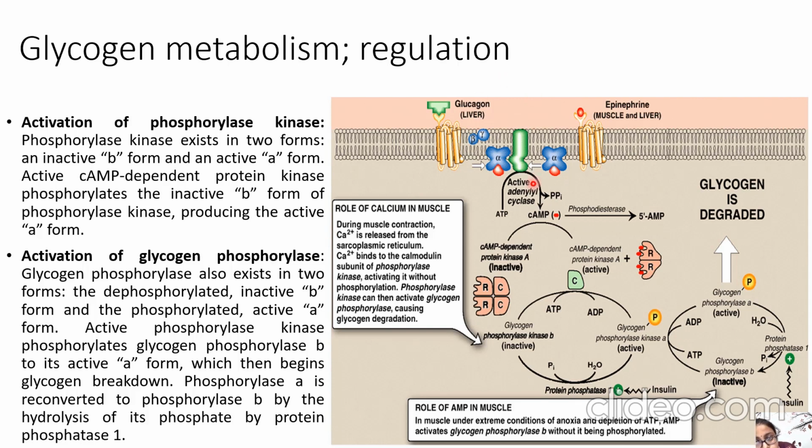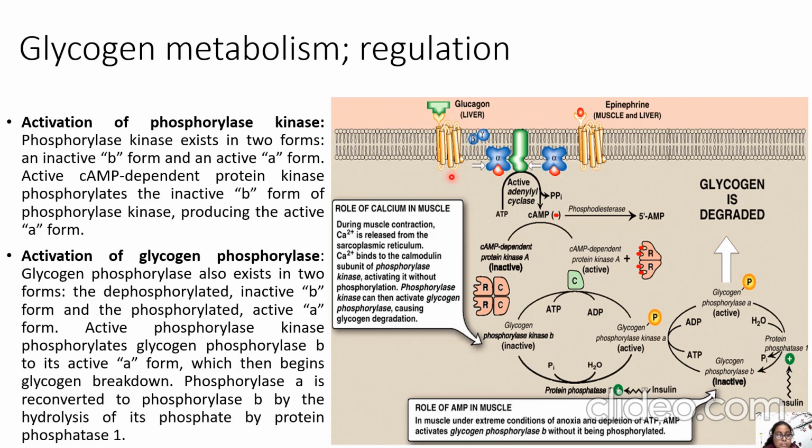So if you see, this is glucagon, liver and muscle will be for muscle and over here. So what is the role of calcium in muscle? During muscle contraction, calcium is released from sarcoplasmic reticulum. Calcium binds to the calmodulin subunit of phosphorylase kinase, activating it without phosphorylation. Phosphorylase kinase can then activate glycogen phosphorylase, causing glycogen degradation.